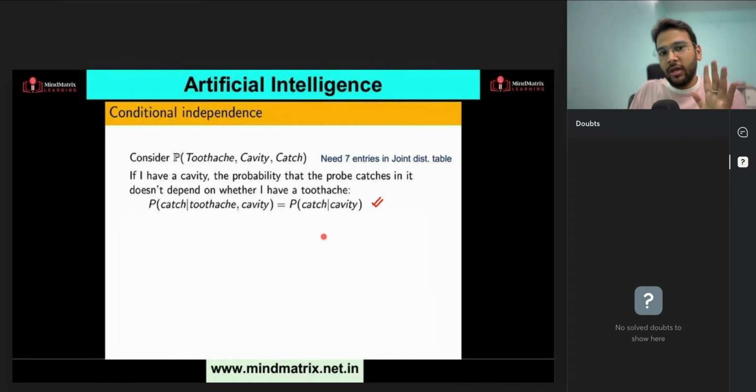Understood this thing? Okay. Now, one more thing. Some of you can have doubt. Sir, like toothache is independent or what? If you are completely eliminating it, is it independent? Isn't it independent? So now let me make it clear for you.